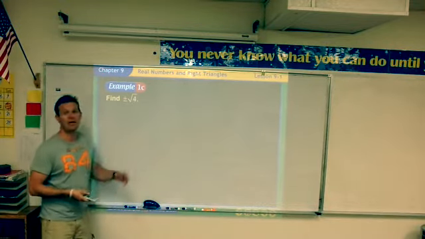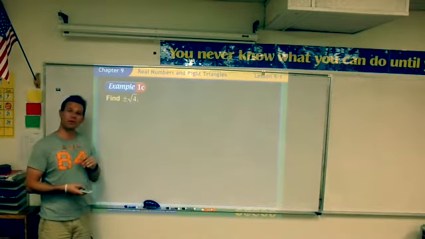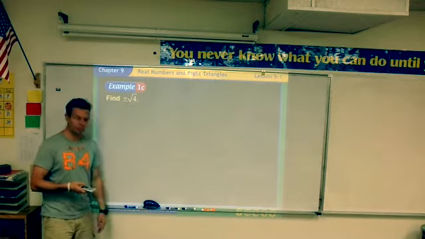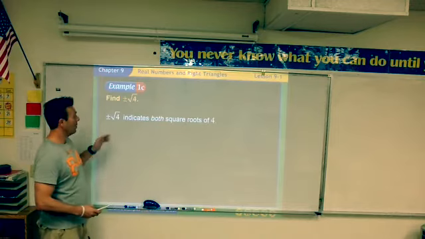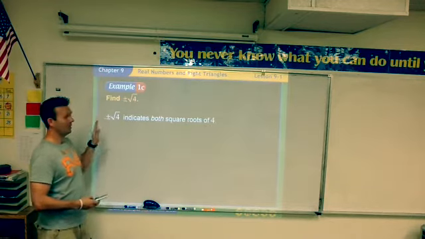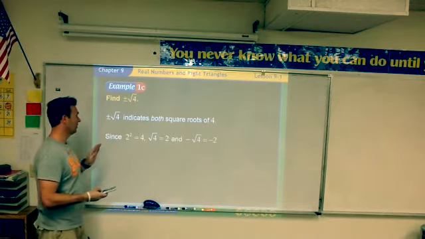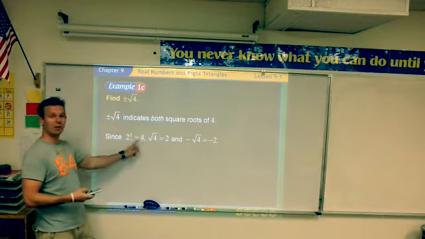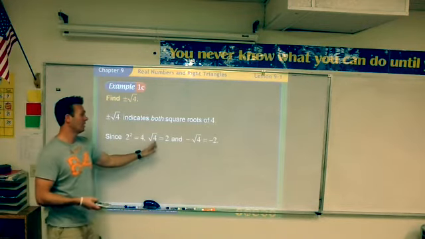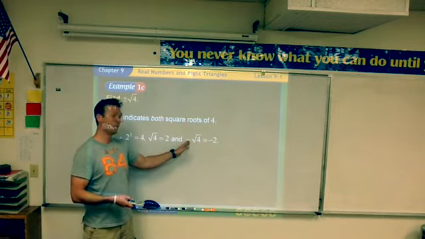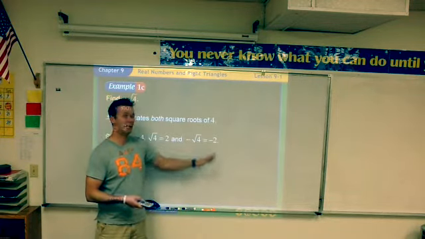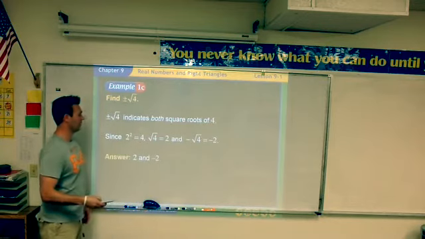Here's another example. Now you have a positive and a negative. Well, what do you do with that? Well, we look at the number. It's the square root of 4. So we know that 2 times 2 equals 4. But this really indicates that the number could be positive or it could be negative. Since 2 squared is 4, 2 times 2 is 4, the square root of 4 could be 2, or the negative square root of 4 is negative 2. So two different ways of looking at it.